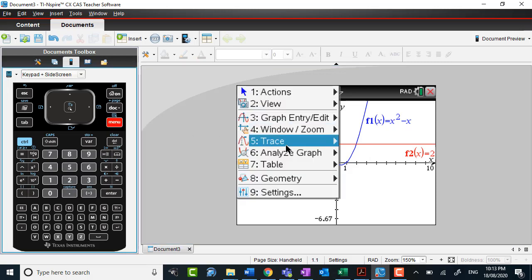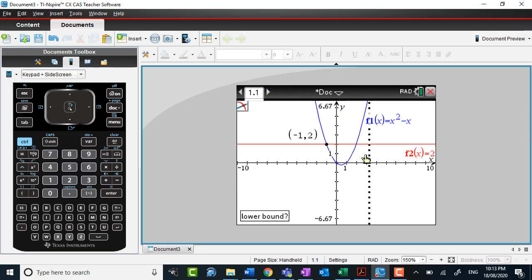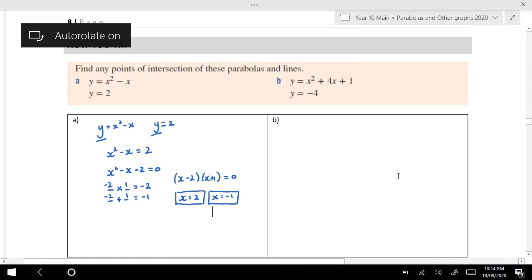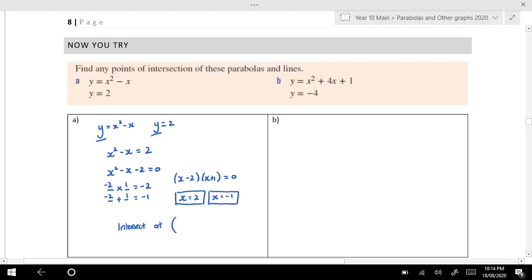And if I was to do the same thing again, there you go. So look, we knew that y is equal to 2 because this line is all of the y values equal to 2. So that's no surprise. And as you can see, here's our two x values, -1 and 2, which is what we've got here. So the points of intersection are at, well, give us the coordinates. We've got (-1, 2) and also (2, 2).